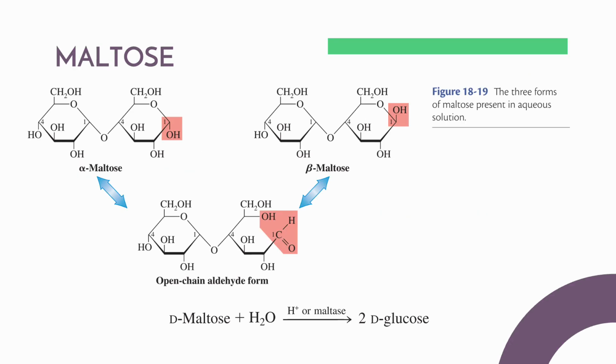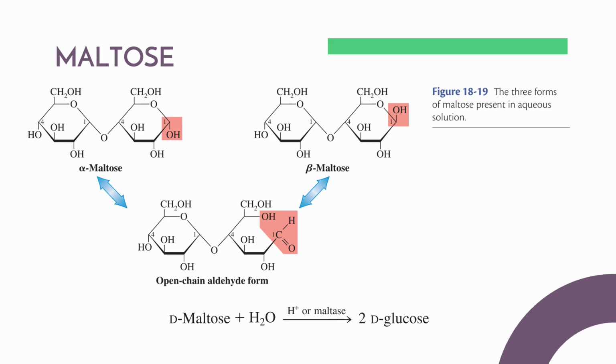The glucose unit on the right of maltose can open and close, so it is in equilibrium with its open chain aldehyde form. So what does it mean? It means that there are actually three forms of the maltose molecule. So you have the alpha maltose, the beta maltose, and the open chain maltose. In the solid state, the beta form is the one that is dominant.